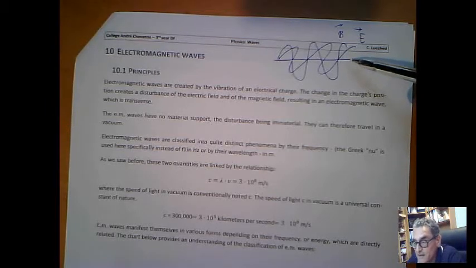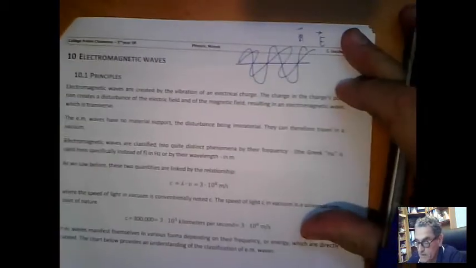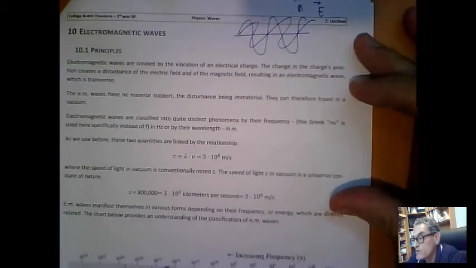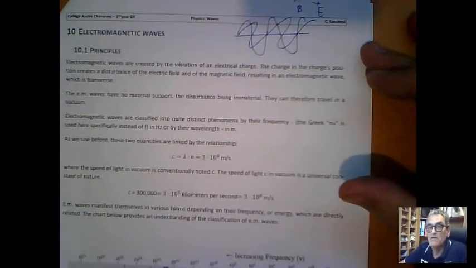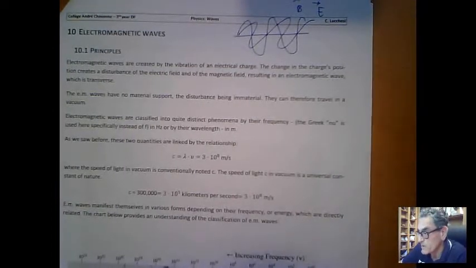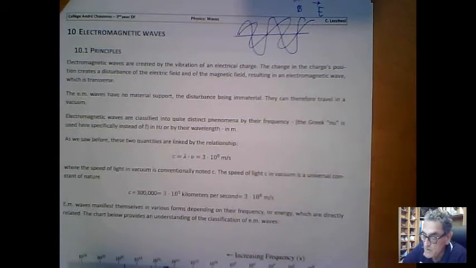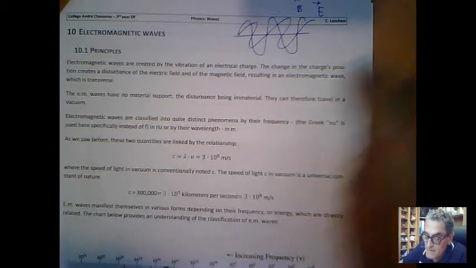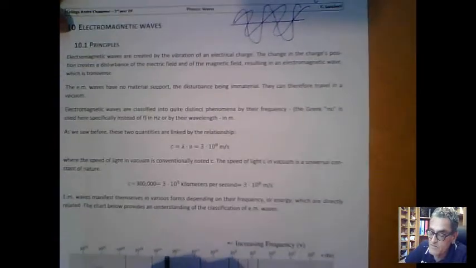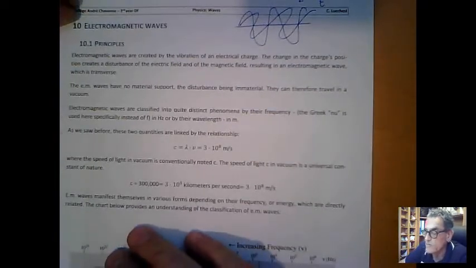You don't need any matter support for electromagnetic waves, contrary to sound waves. Sound is a pressure wave, so if you don't have matter, there is no sound which propagates. While with light, you can have electromagnetic waves traveling in vacuum. For instance, the light of the sun arrives to us from the sun through the vacuum of space, and it works very well. Then it says here, electromagnetic waves are created by the vibration of an electrical charge.